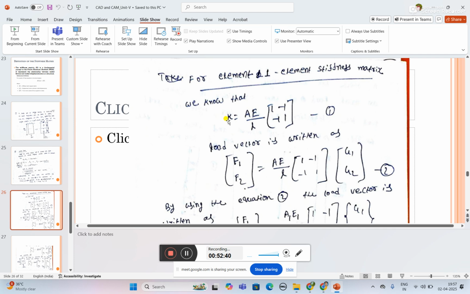K అంటే స్టిఫ్నెస్, A అంటే ఏరియా ఆఫ్ ద ఎలిమెంట్, E is the Young's modulus, L is the length of that element, 1 -1 -1 1. So this is the stiffness.